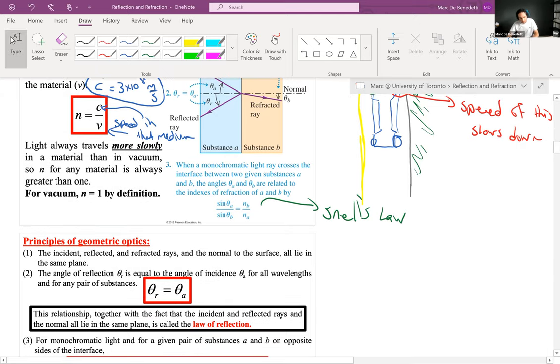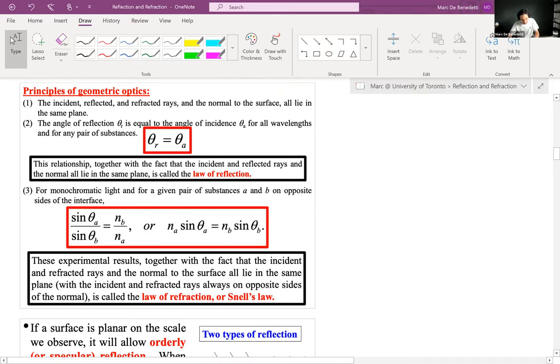And Snell's law is sometimes written as follows: sine of theta incident divided by sine of theta refracted equals n refracted divided by n incident. However, this next slide, I personally like this representation of Snell's law a little bit better. Not because of any physical reason, just because of memory reasons.